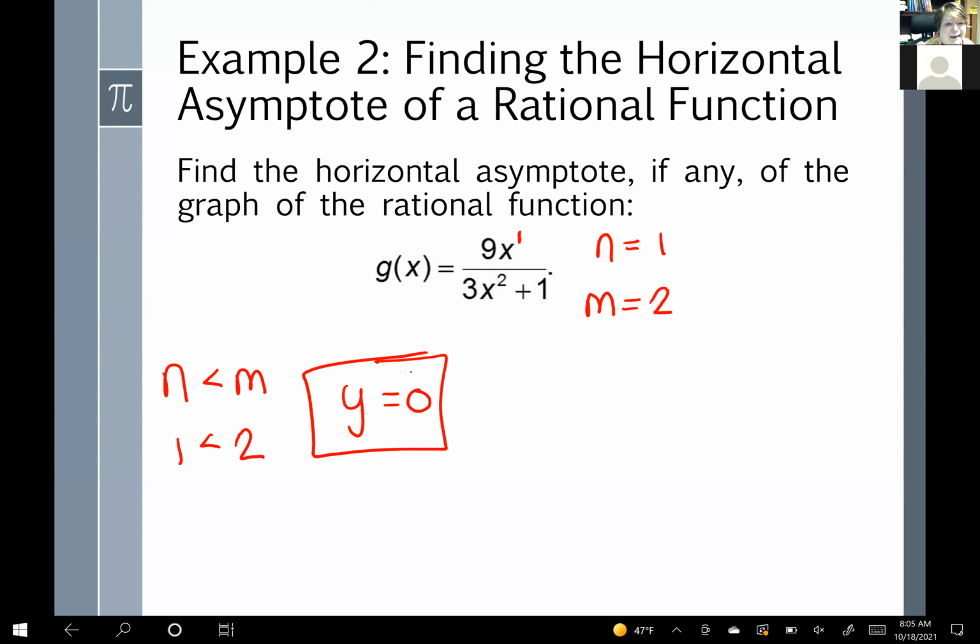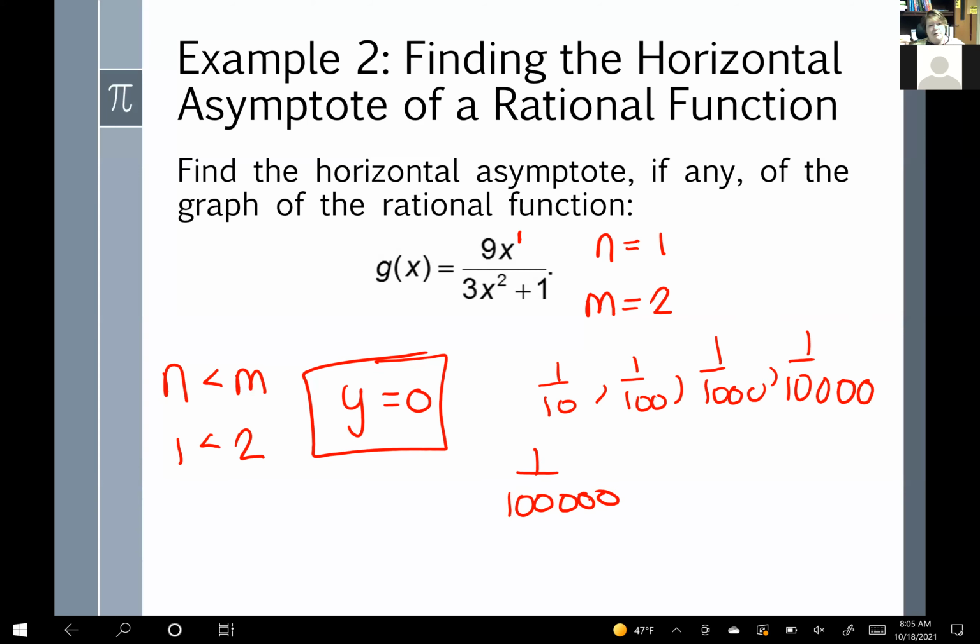You know, if you look at like a 10th or a 100th or a 1,000th or a 10,000th or 100,000th, as the denominator gets larger and larger and larger, that fraction approaches 0. It gets closer and closer to the number 0. So that's what this function does. As x increases without bound, this function's value approaches 0. And if you graphed it, you could see that.